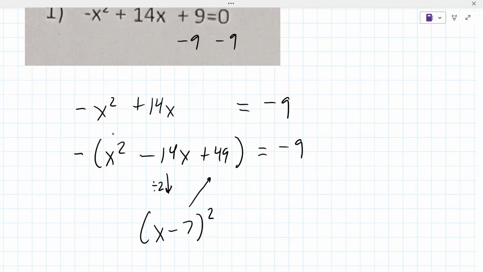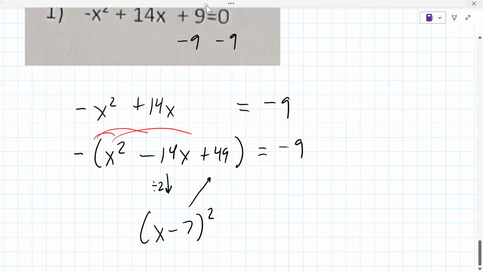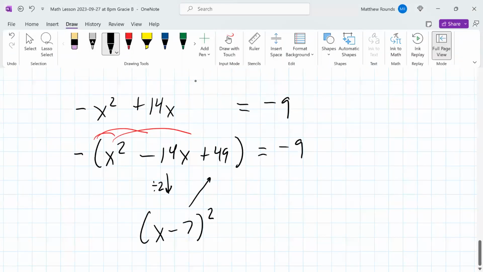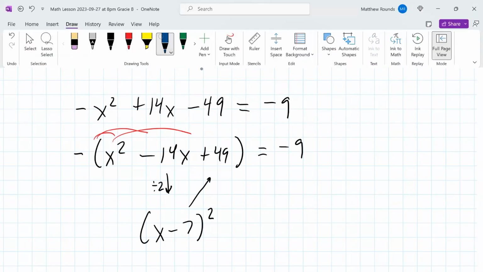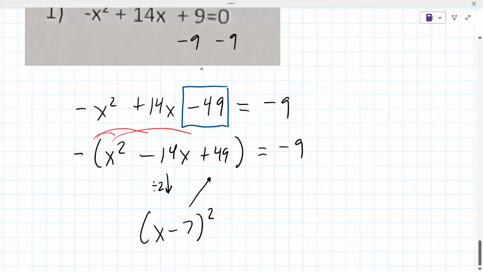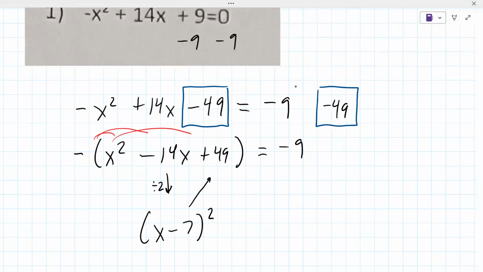All right, and then the question is, how do we get back to the previous line? Remember, you're distributing that negative in, minus 49. Now, whatever goes in this box, which I should have put from the beginning, also goes over here. So you're also going to put a minus 49 in like that.